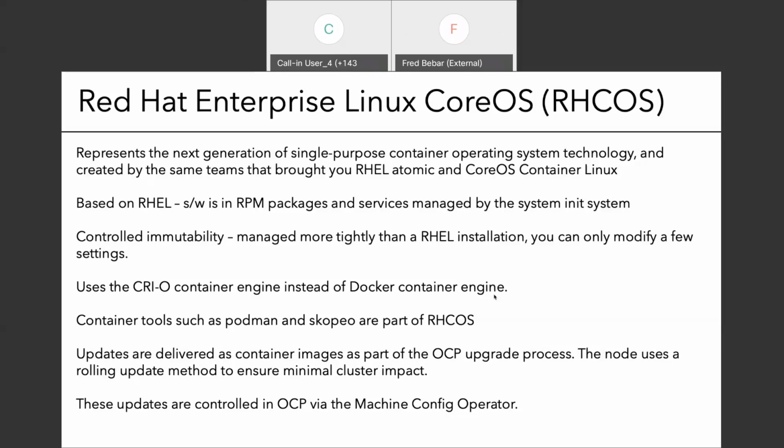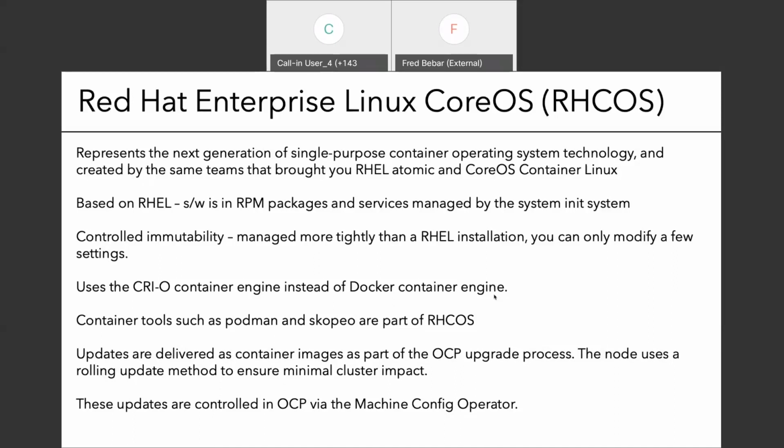However, it's immutable, or as they say here, controlled immutability. So we should not be changing anything on our Core OSs. Everything that we need to be done should be done by the cluster, should be done by OpenShift, and I'll show you a few examples of that in a minute. It also uses the CRI-O container engine, and we saw the example earlier where I'm going to be using Podman.